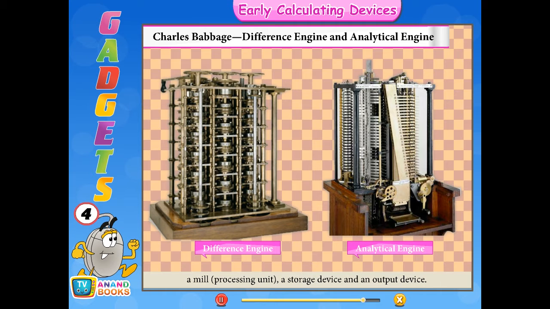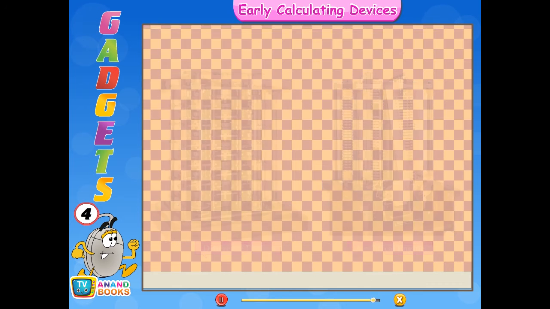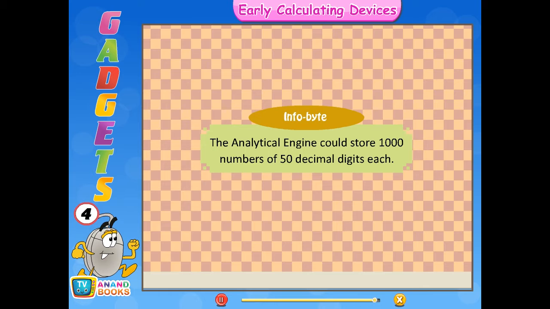a mill, processing unit, a storage device, and an output device. Charles Babbage is regarded to have laid the foundation of modern computing and is popularly known as the father of modern computers. Infobyte. The analytical engine could store 1,000 numbers of 50 decimal digits each.